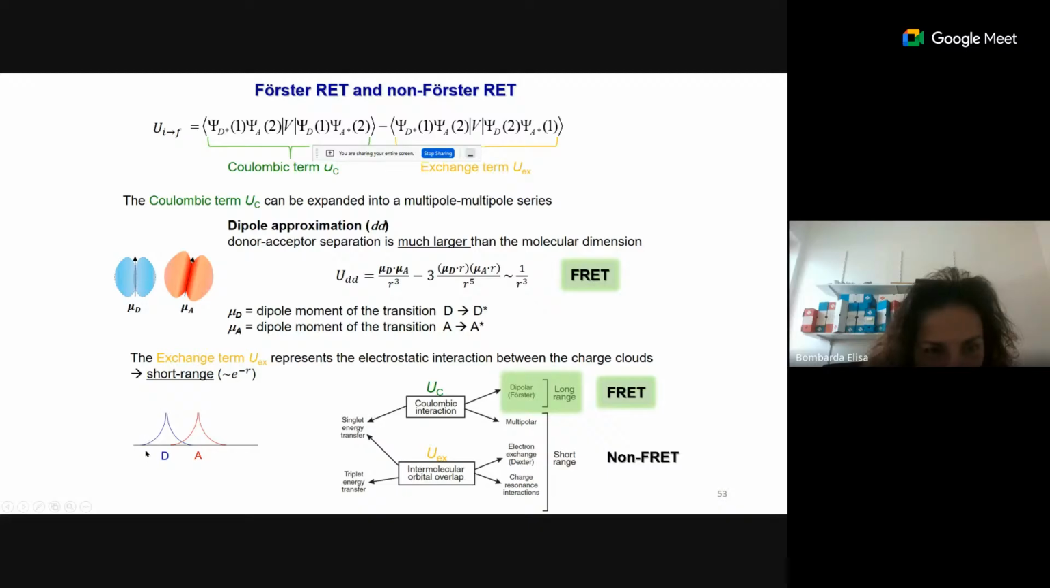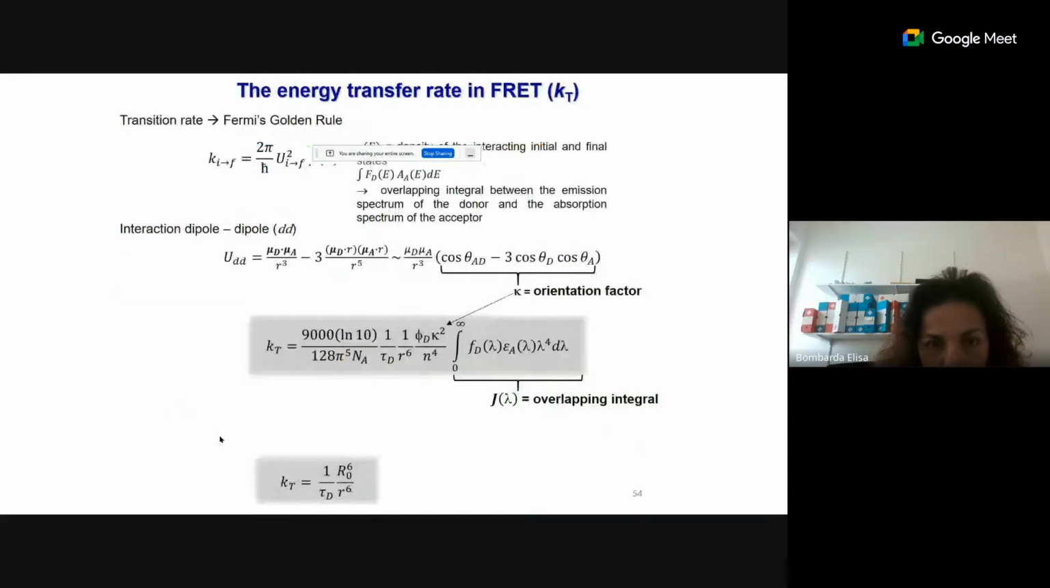Maybe the animation was too slow in this case. So this is what happens for the Coulombic term. We have interaction, and that's why it's Coulombic, because it's electrostatic. We consider just two dipoles. Instead, in the exchange term, we really need the overlap of the electronic clouds, so of course the molecules have to be closer together. And that's our known FRET phenomenon. Good.